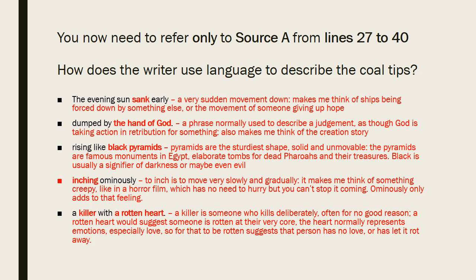Now, by thinking about these, and I wouldn't necessarily have to do as many as 5 of these at this point in time, but these are just examples, by thinking about these at this stage, what I've got is a real analysis of those specific words and phrases. The choice of saying something is inching ominously rather than moving ominously. The choice of saying they're rising like black pyramids rather than black towers or something. Now, I'm never going to comment on the thing it's not, like why it's not a tower, but it is why it is those things that are chosen.